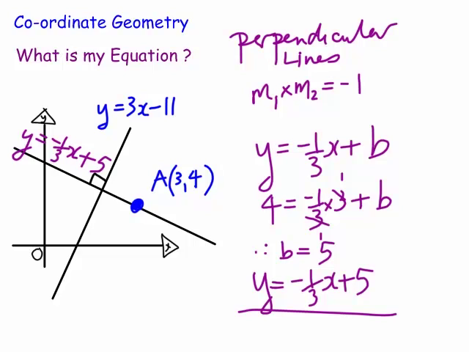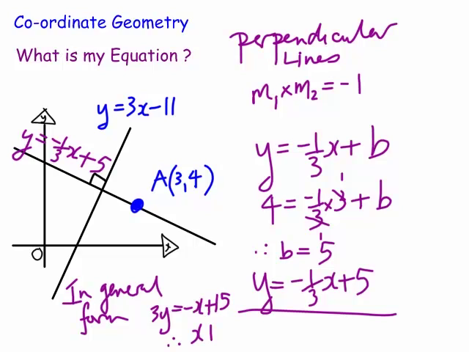I mean, we could write that in general form. Let's actually do it in general form as well while we're here. In general form, first of all clear the fractions, multiply by 3. We'd get something like 3y equals minus x, plus, now we have to multiply that 5 by 3, it'll be 15. And let's move it all over in general form. Therefore, it'll be x plus 3y minus 15 equals 0. So that'll be the equation of the line in general form.